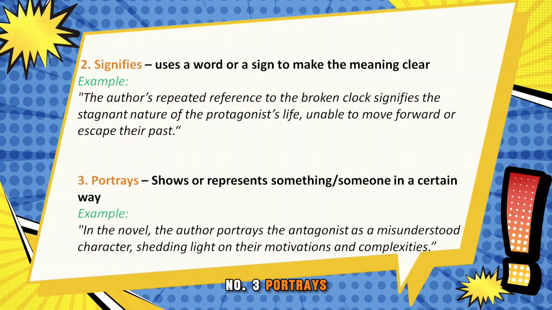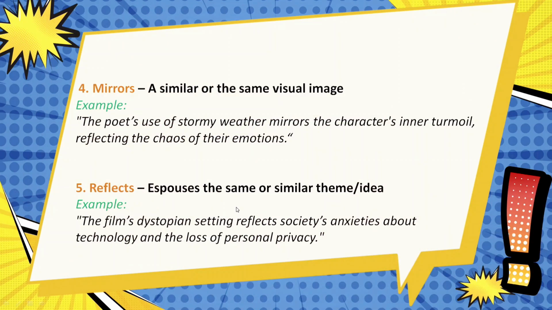Number 3, portrays. Shows or represents something or someone in a certain way. For example, in the novel, the author portrays the antagonist as a misunderstood character, shedding light on their motivations and complexities. Number 4, mirrors. A similar or the same visual image.